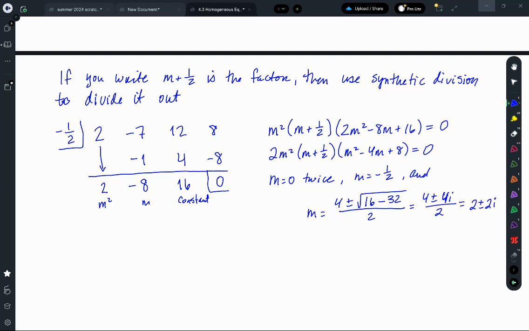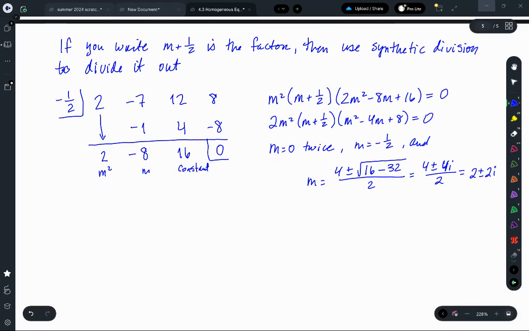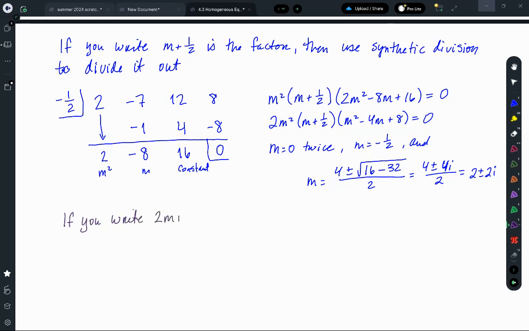So I have all my roots here, but let's look at what happens, because this is just a prime opportunity to review synthetic and long division. So if you write 2m plus 1 is the factor, then you must use long division. Synthetic division can only be used if you have m plus or minus a number. You can't have a constant in front of the m. It doesn't work then. So that's when you have to use long division.